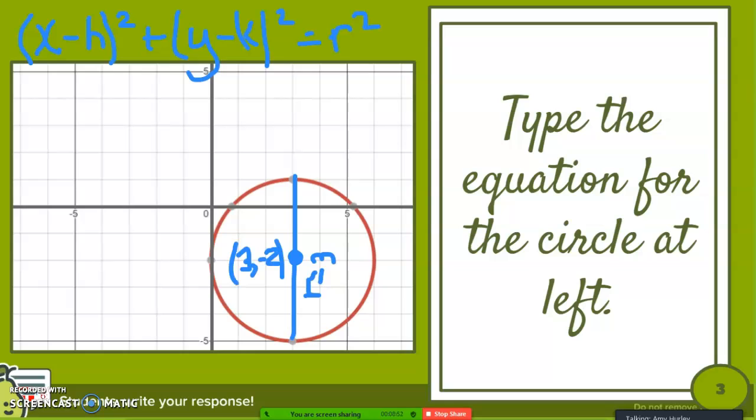So our h is 3, k is negative 2, and r is 3. So let's write our equation of our circle. x minus h is x minus 3.